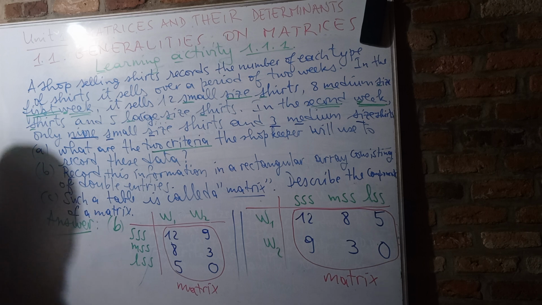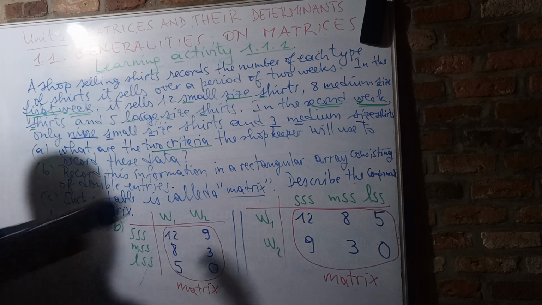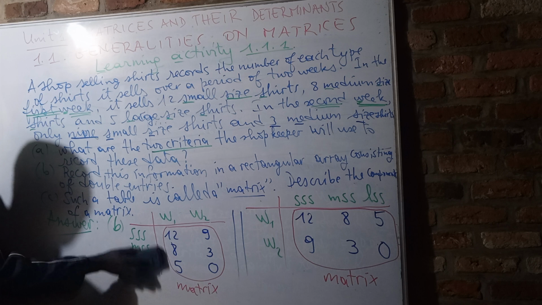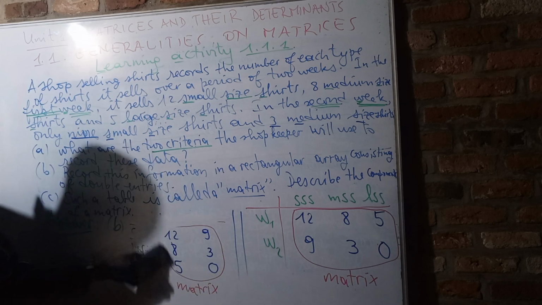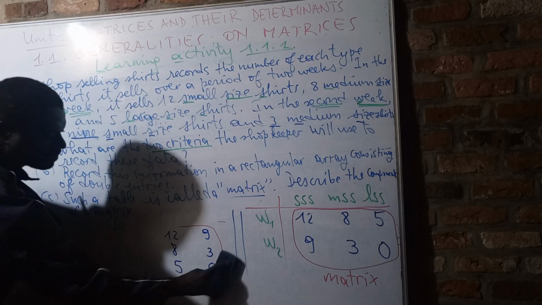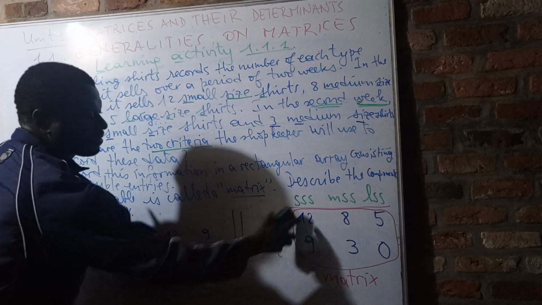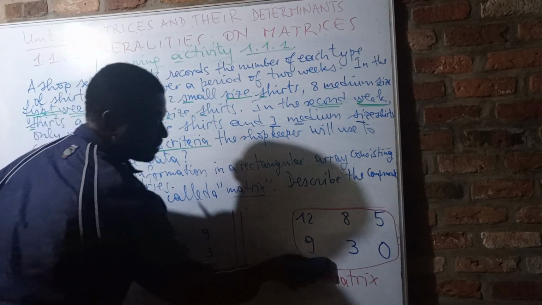We will see the definition, but meanwhile, this matrix can be shortened and can be denoted in a shorthand way. 12, 9, 8, 3, 5, 0 as follows, and this one will be 12, 9, 8, 3, 5, 0 in another way.